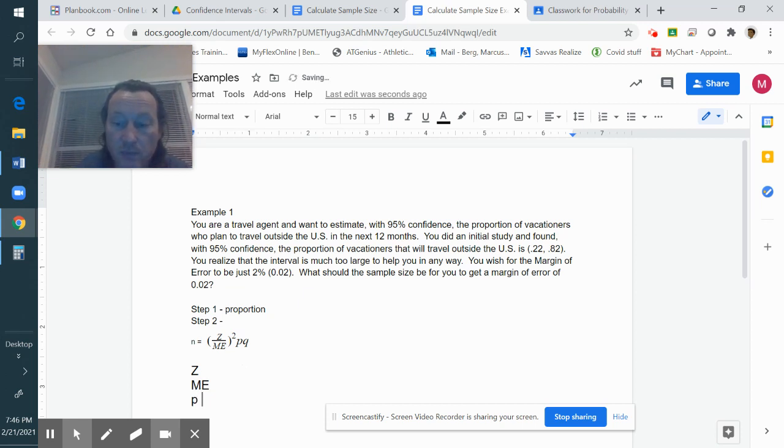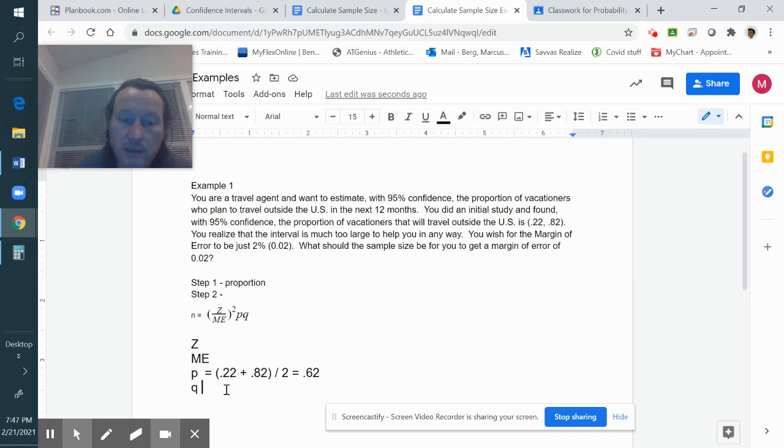I need my P. That's my sample proportion. That was my initial sample proportion. So we did this, and initially we got what? I have to figure that out. So I'm going to take what's in the middle of 0.22 and 0.82. So what's directly in the middle of 0.22 and 0.82? To figure that out, I'm just going to average that. I'm going to do 0.22 plus 0.82 and divide that by 2. And I'll get 0.62. I just took the two ends of the interval, added them together, divided by 2. And that's your P. And my Q is 1 minus 0.62, which would equal 0.38. So I got these two pieces.